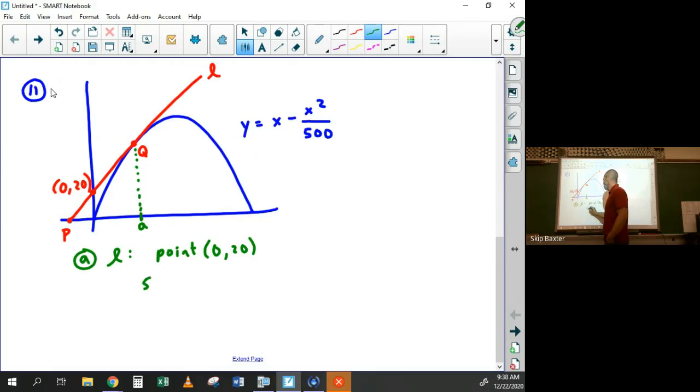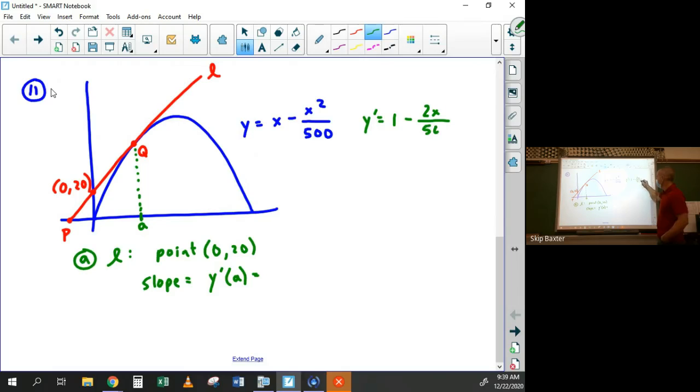So we know that the slope of this line is y prime of A. So y prime would be 1 minus 2x over 500, right? Which is 1 minus x over 250. So this would be 1 minus a over 250. Everybody okay with that? Okay.